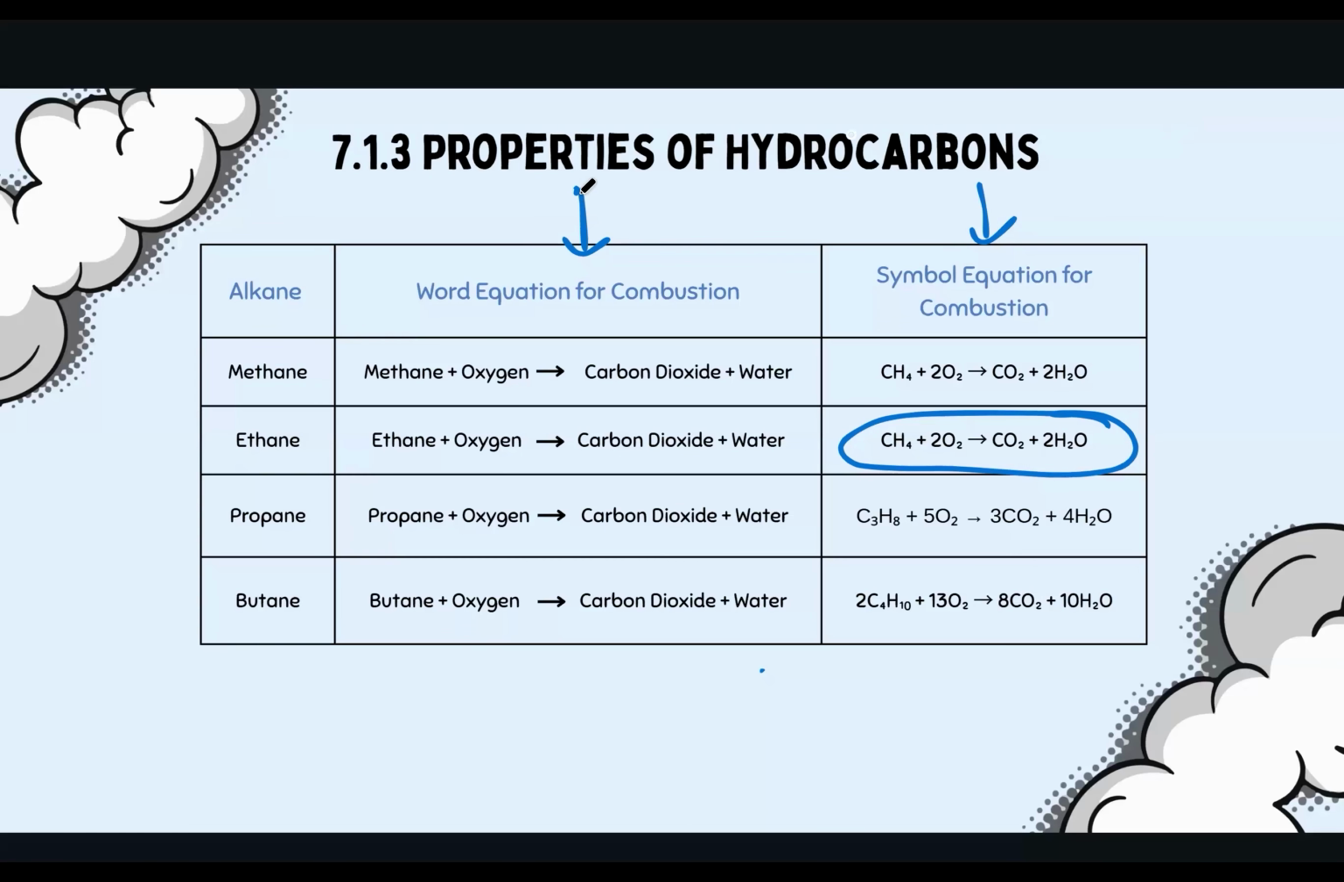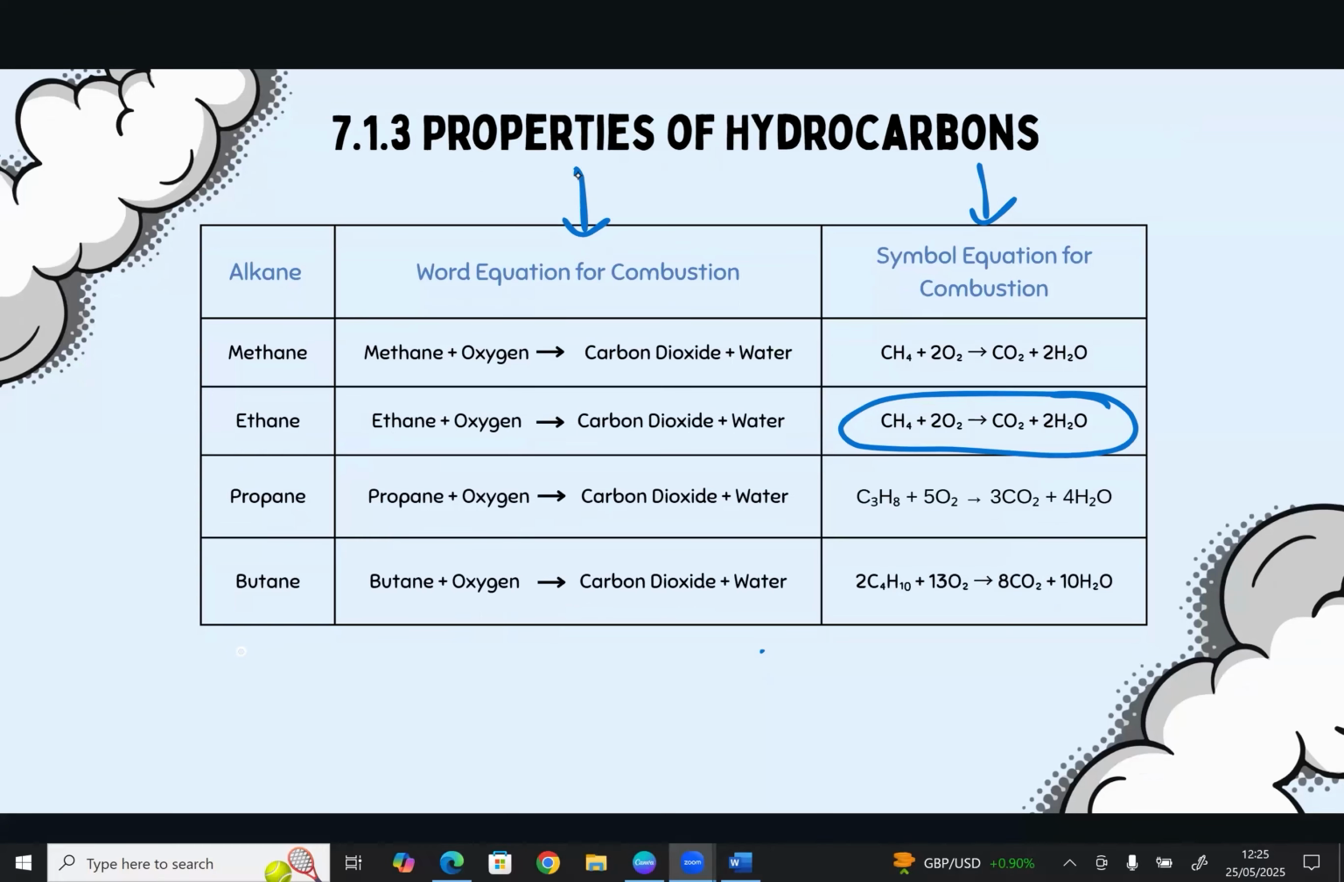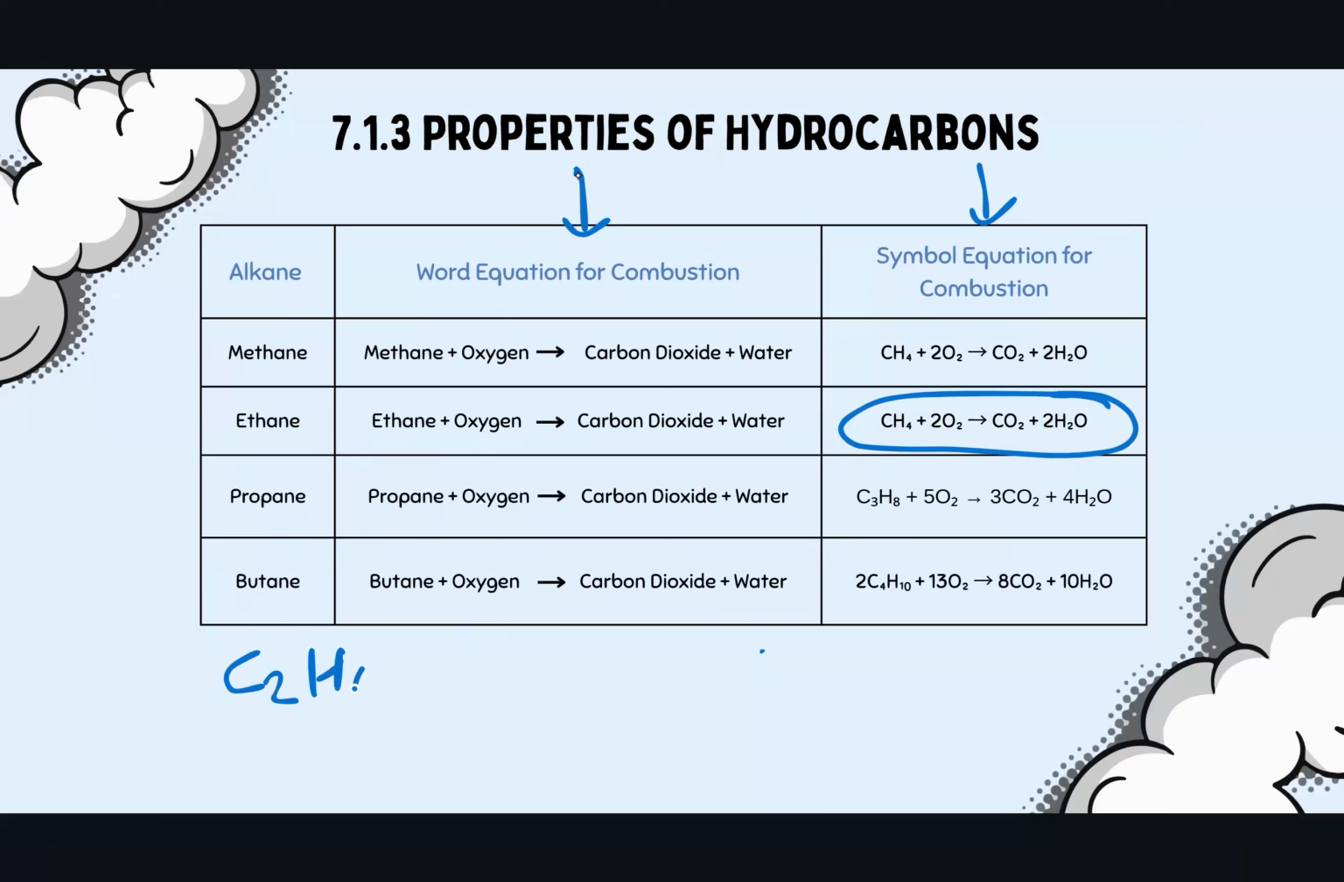Okay, thank you to those that gave me answers. Let's quickly go through this. So ethane is C2H6, and to it we're adding oxygen. So it can only have two products, which is CO2 plus H2O. So now we've got two carbons here. So that means we're going to have two carbon dioxides. We've got 6 hydrogens. So that means we're going to have 3 H2O because 3 times 2 is 6.